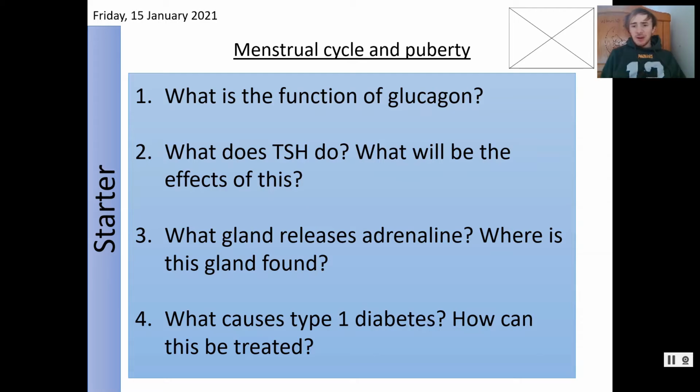What gland releases adrenaline? Well, that is the adrenal gland. And where is it found? On top of the kidneys.